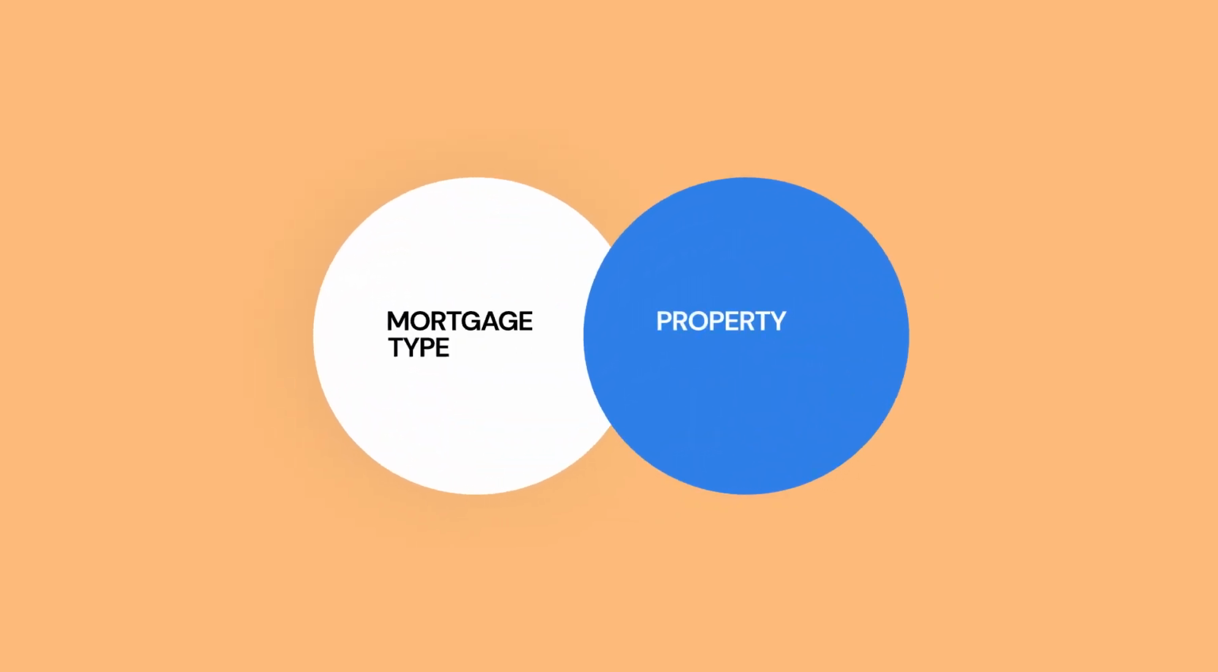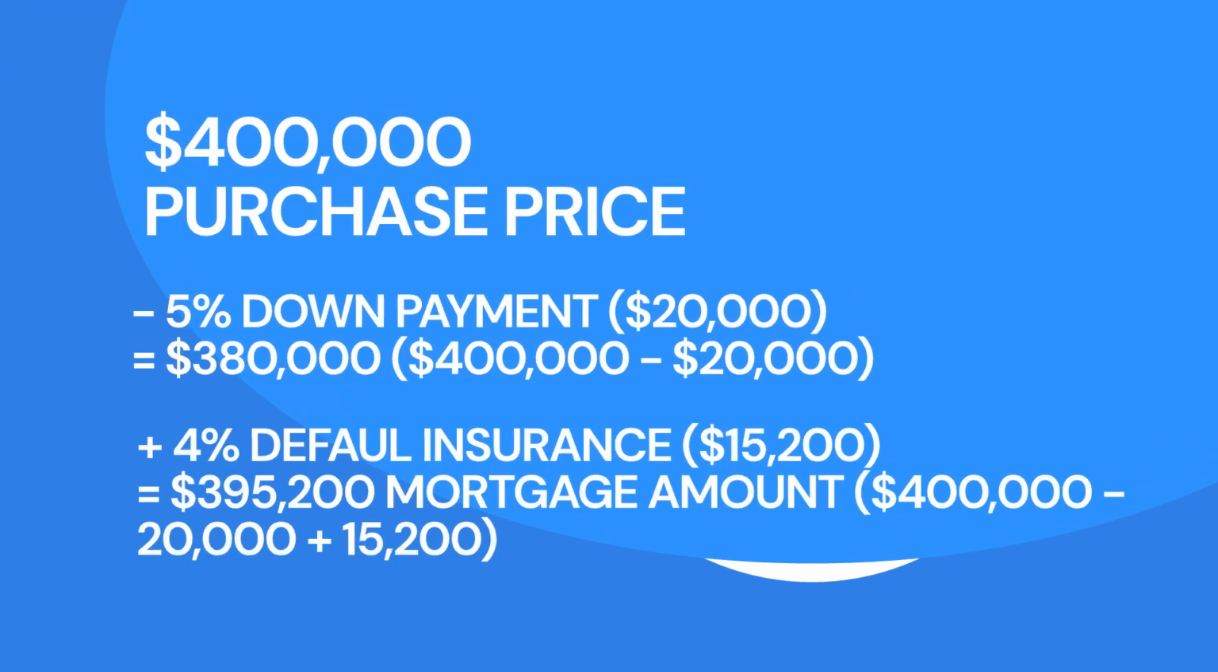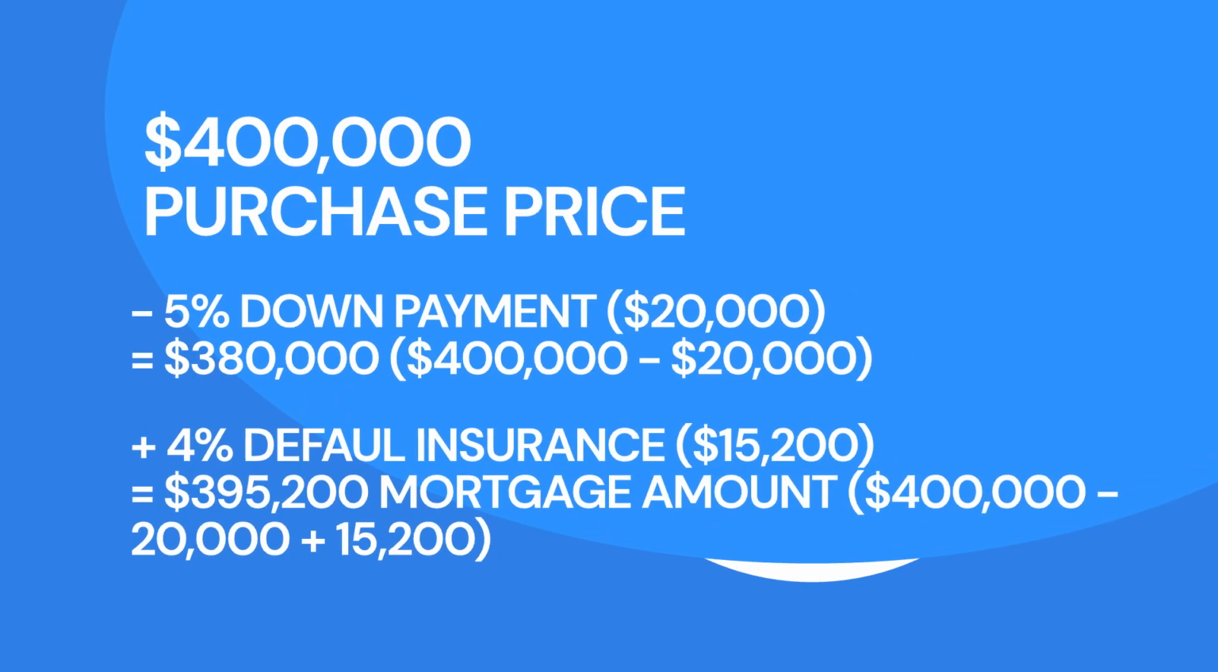mortgage type and property. For example, on a $400,000 purchase price with a 5% down payment, the mortgage amount would be $395,200 after adding the default insurance premium.